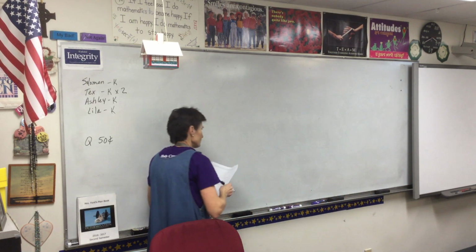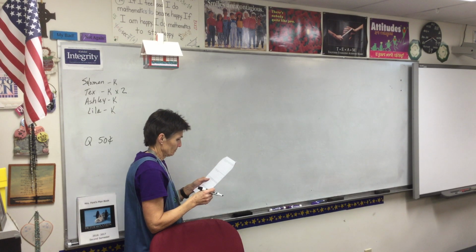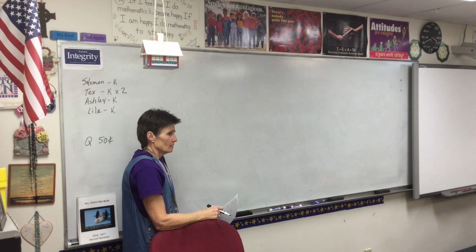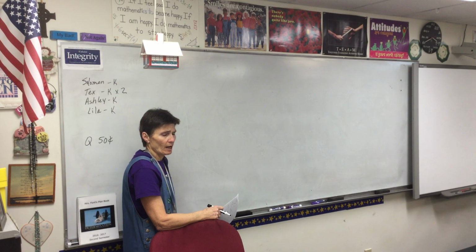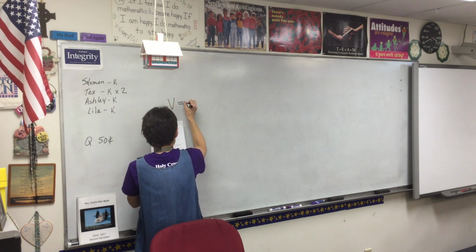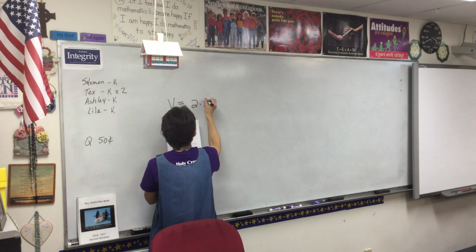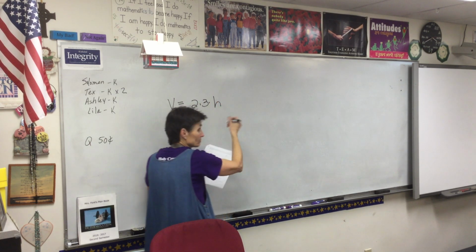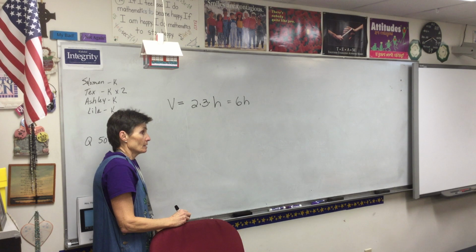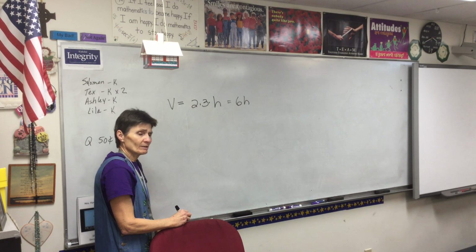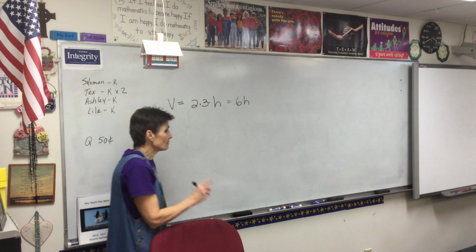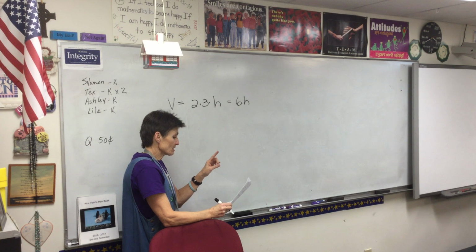All right. Wow. How do you find the volume of a rectangular solid? Length times width times height. So would you agree that the volume is 2 times 3 times h? Yes. Or 6h? Do I know what the volume of this box is? Yes. I think you can figure it out. So think about this for a minute.